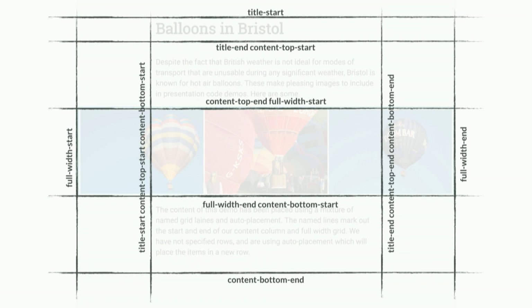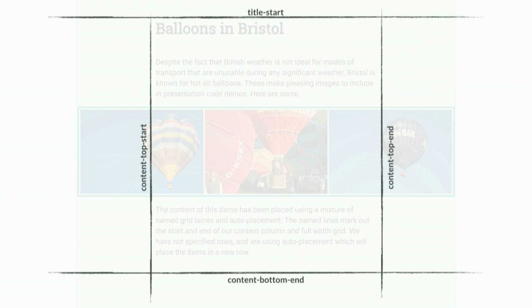What I want to do is find 4 lines that define my area. So I've picked the title start there for rows and content bottom end for rows, and content top start and content top end for my column lines. You could pick any of the names that line up there.